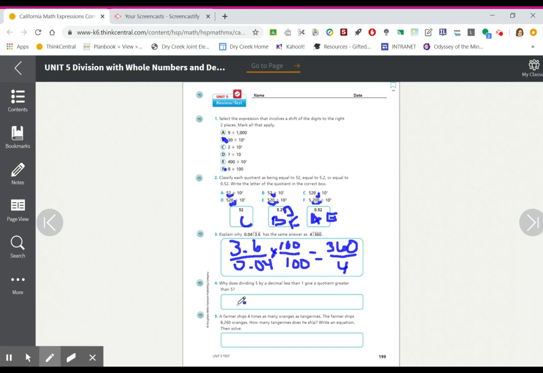All right, number 4. Why does dividing 5 by a decimal less than 1 give a quotient greater than 5? Okay, I'm just going to tell you the answer. I don't have much room to write here. So when you're dividing 5 into parts smaller than 1, then there will be more parts because you're dividing by less than a whole. So you'll have more parts, okay?